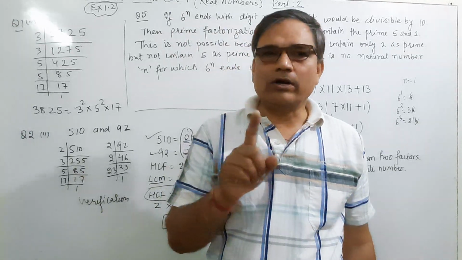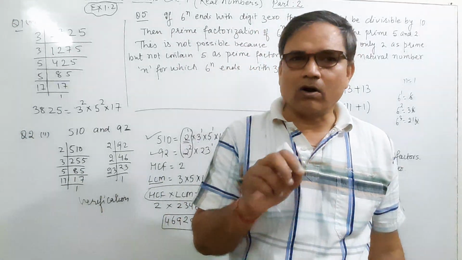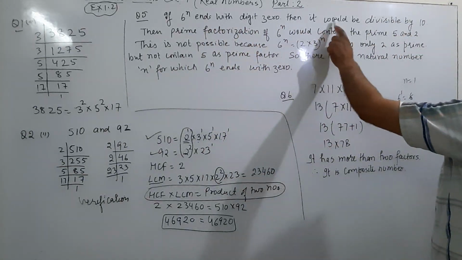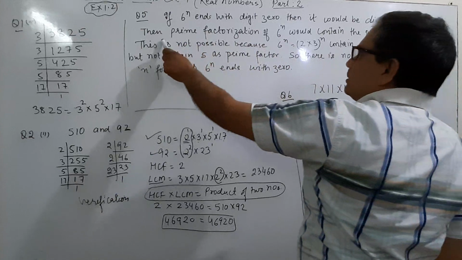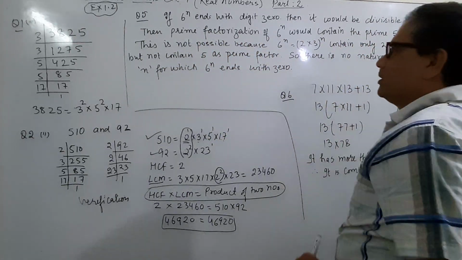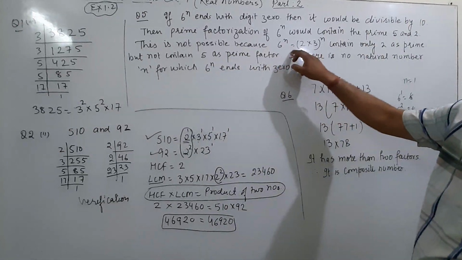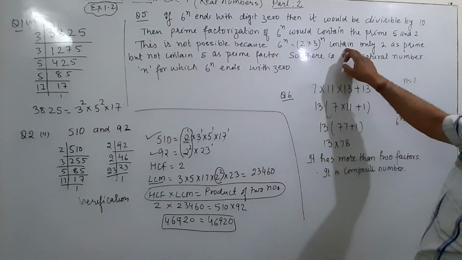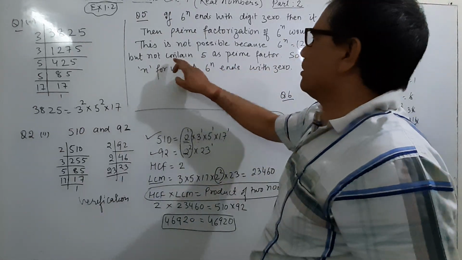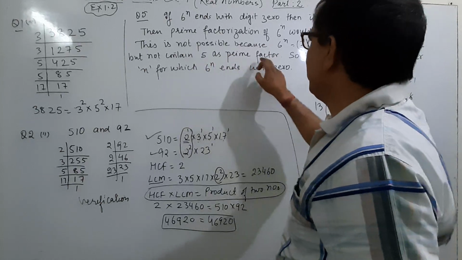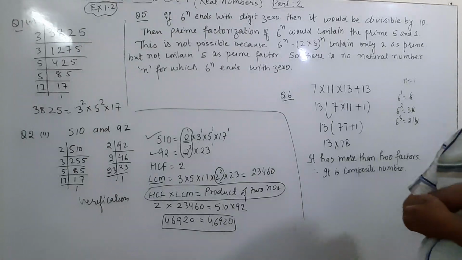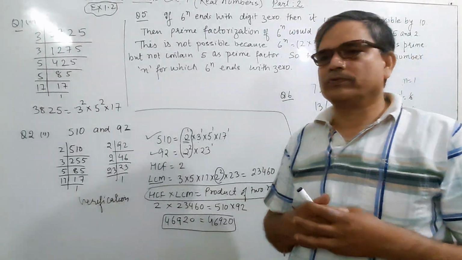6 has only 2 as a prime factor, not 5. If 6 to the power n ends with 0, then it would be divisible by 10. Then the prime factorization of 6 to the power n would contain the prime factors 2 and 5, which is not possible, because 6 to the power n contains only 2 as a prime factor and not 5. So there is no natural number n for which 6 to the power n ends with 0.